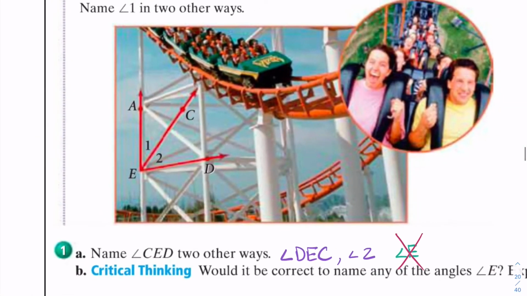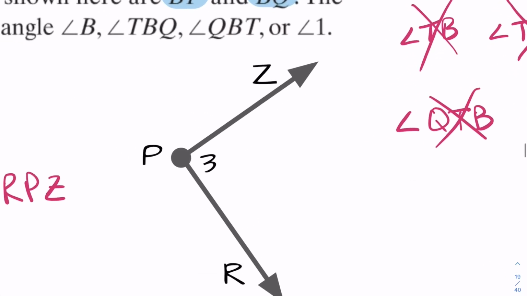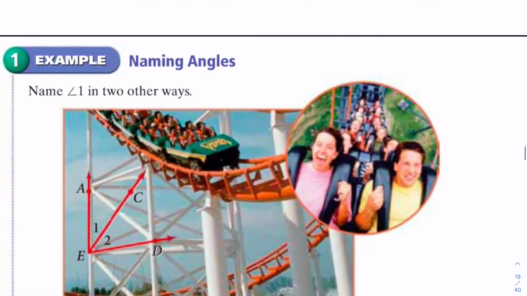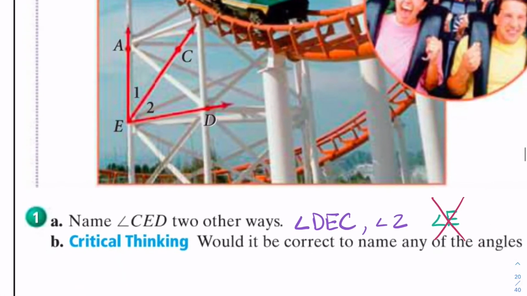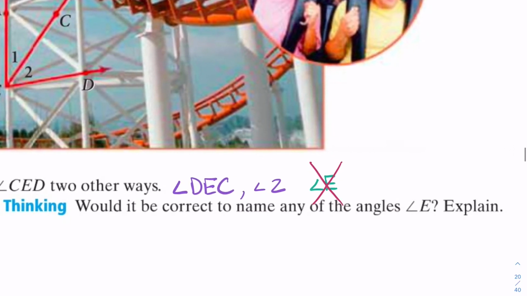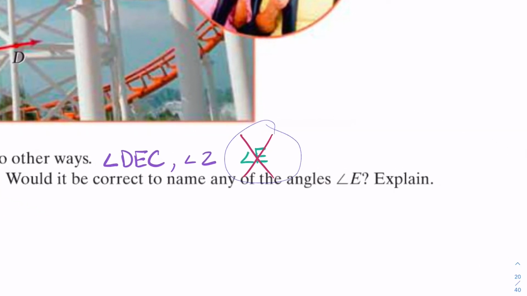Let's go back to the last one. 3 we could use, and we could use P, because P was only one angle. It wasn't shared. But this one is shared, therefore we're not allowed to use its nickname, or a quick way of saying it would be E, because we have angle AEC, CED, and DEA total. We have 3. Okay? So look, I just answered the next question here. We cannot name it angle E.